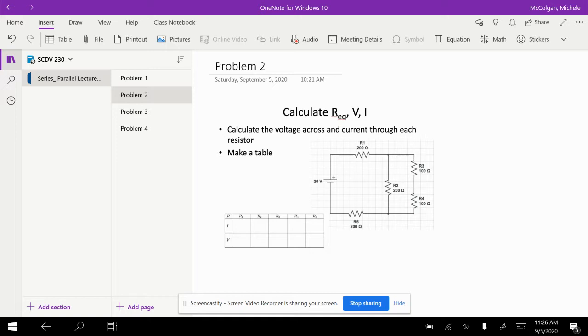Okay, so the first thing we're going to do is we're going to redraw the circuit. So I'm going to do this.